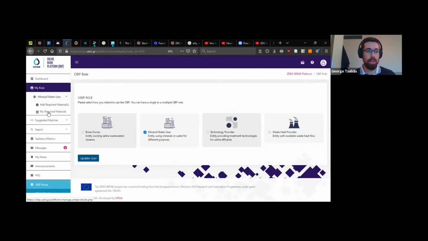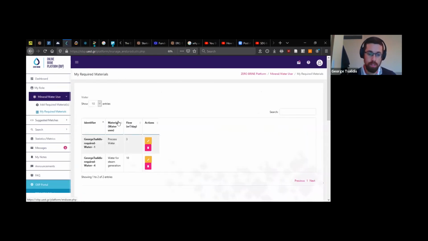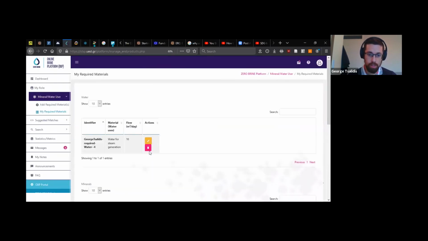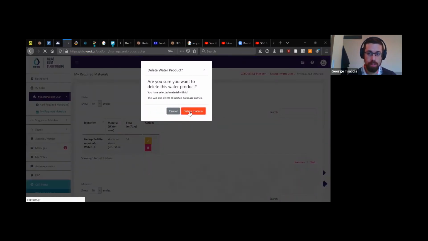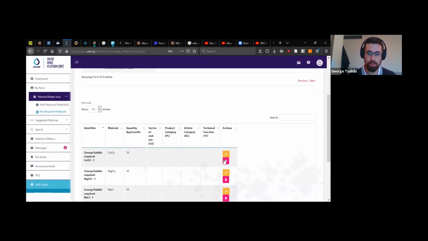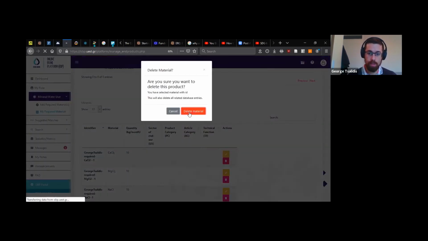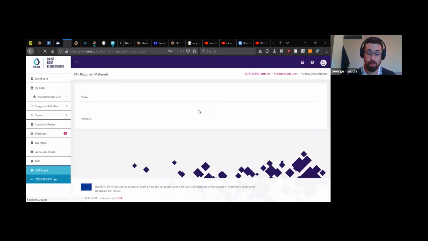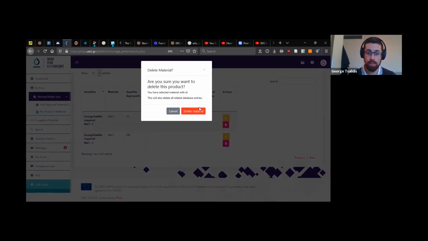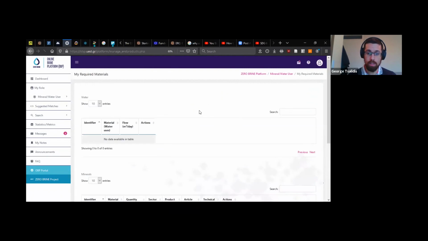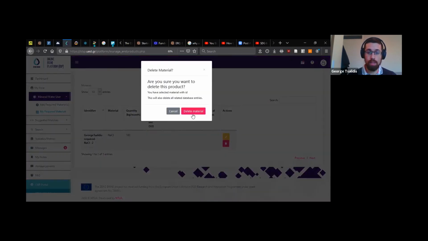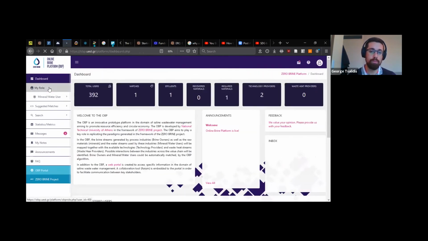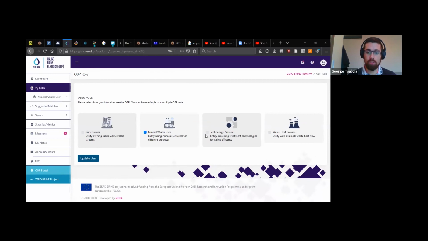Then if I go to my required materials, I can start deleting in order to change my role, and also avoid confusion with brine producers who have inserted characteristics about their brines and the materials recovered from their brines. Then I can change the role and go to the other two more straightforward roles. Oops. Which is the technology provider.